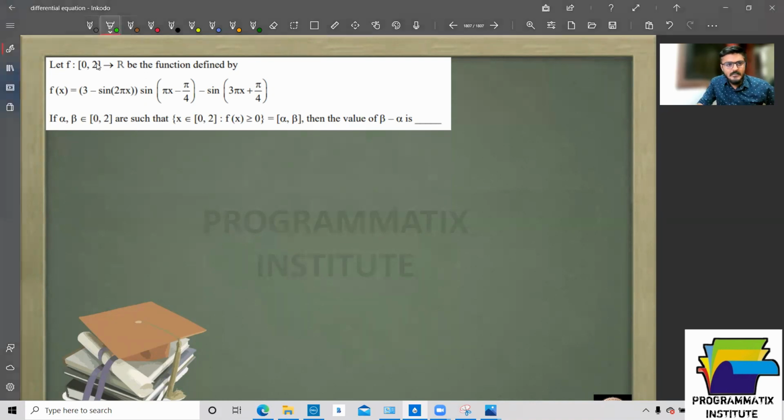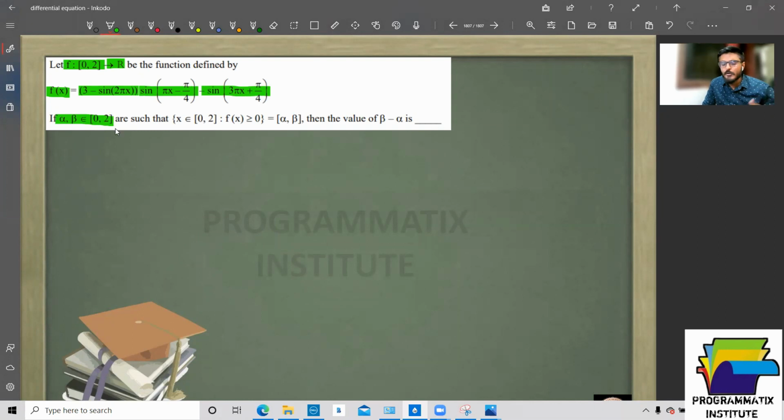The question is like this: there is a function defined from [0, 2] to R, f of x equal to (3 minus sine 2 pi x) times sine (pi x minus pi by 4) minus sine (3 pi x plus pi by 4). It seems very simple, and exactly, it is simple, but you need to read this question properly. So f of x is defined from [0, 2] to R. It is also given that alpha, beta belongs to [0, 2].